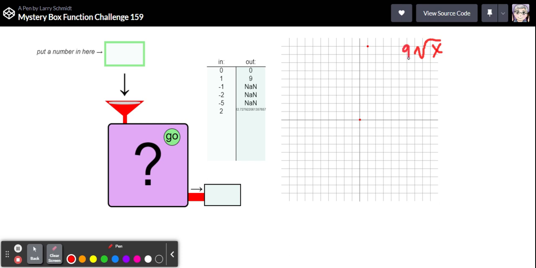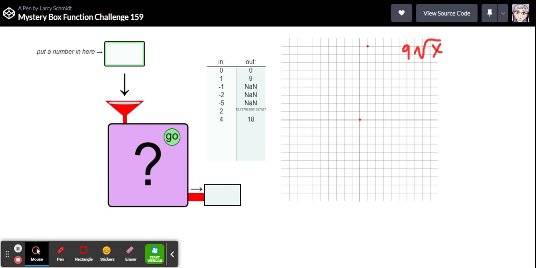So let's try that and see if we can predict another point. So if our function is 9 times the square root of x, let's put in a 4, that's an easy value. If 4, take the square root of that, you get 2, and then multiply it by 9, you'd get 18. So let's try a 4 in here. And we did get 18.